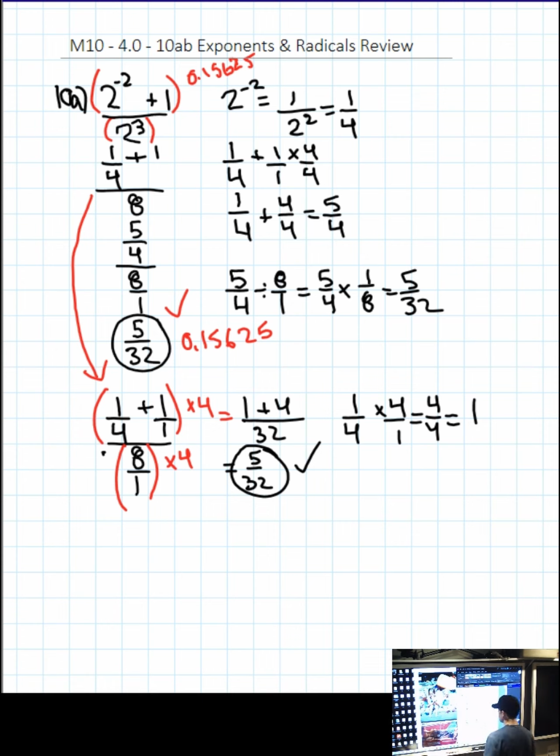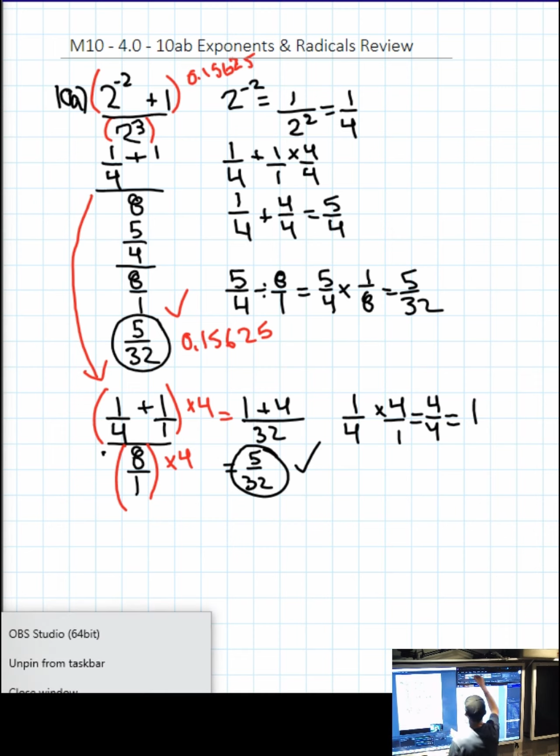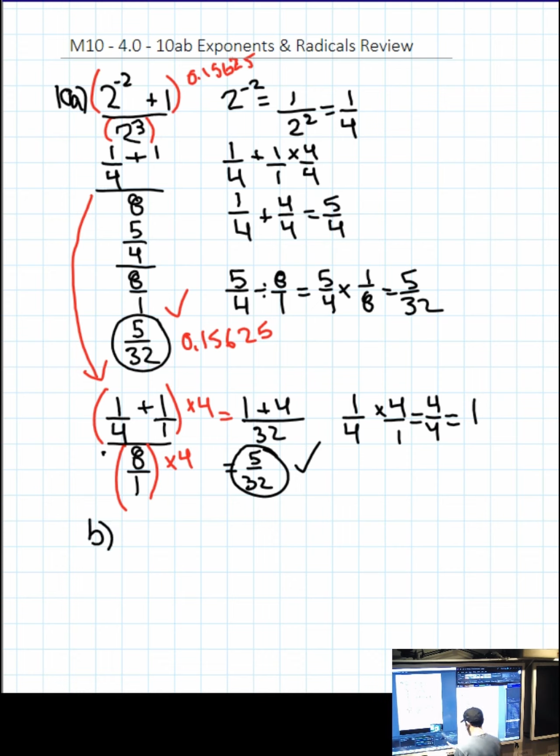It's a great method to practice. And that's exactly what we're going to do with this next question. So we have 10b, x to the negative 3 plus 1 all over x squared. Notice it's a very similar question to the question above. So x to the negative 3 is 1 over x cubed. Then we have plus 1 all over x squared.